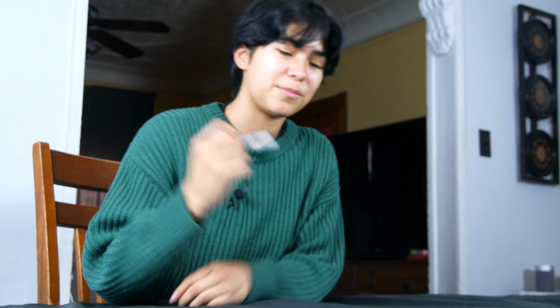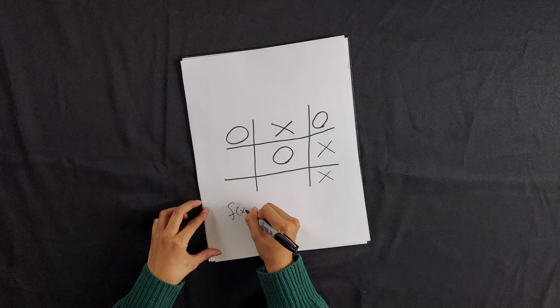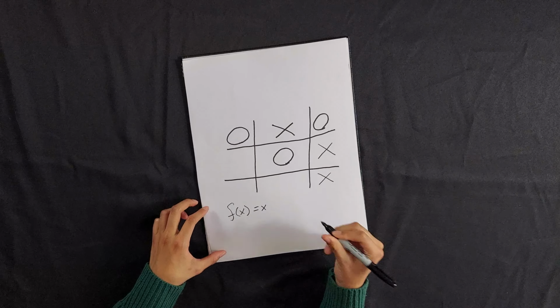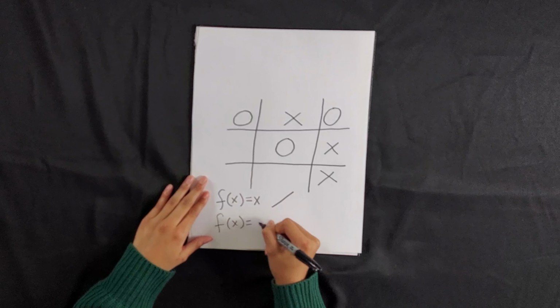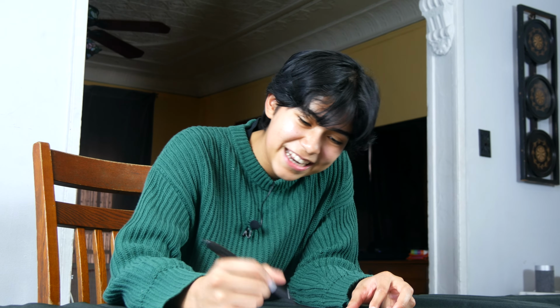So we can start with the most basic form of a function, f of x equals x, giving me this line. However, as you can see, there's 3 x's on this graph. So we're gonna have to change this function to f of x equals x cubed, thus creating this line right here.